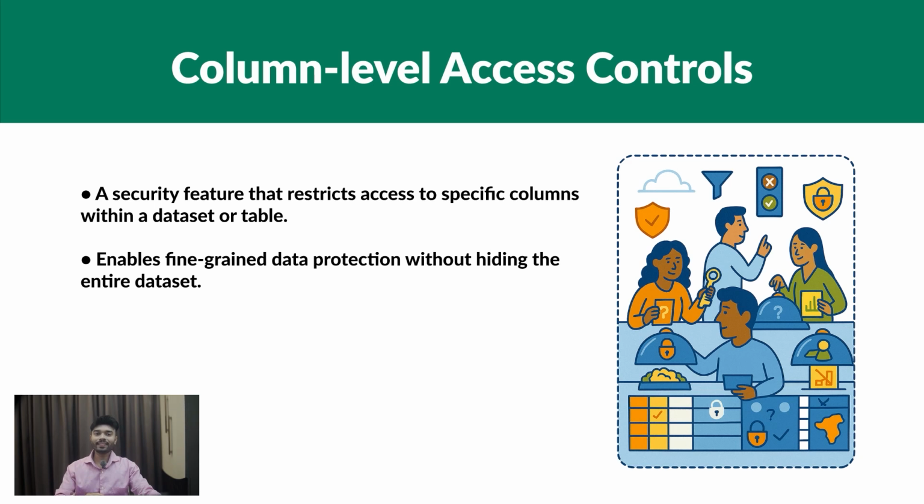Today, let's understand the concept of column level access control. Imagine your dataset is a table full of columns, like a buffet with different dishes. Column level access control lets you decide who gets to see which dish. HR might see salary and age, while marketing only sees region and product.